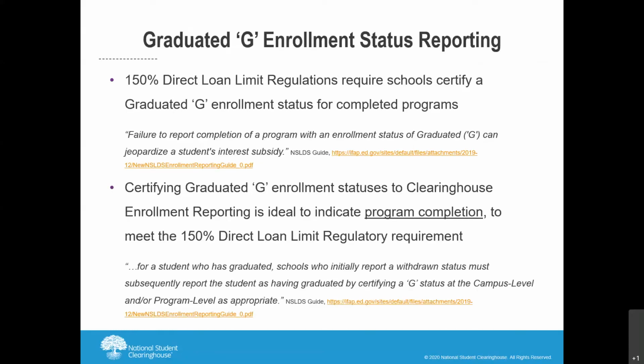So for graduated enrollment status reporting, the federal regulations, specifically the 150% direct loan limit regulations, do require that schools certify a graduated status for completed programs. This pertains to the portion of your population that attended your school or are alumni of your school in the last 5 years or so who have a direct subsidized loan. It will be impactful and critical to those students that if they complete their program, and it was a program you were reporting to Clearinghouse, you subsequently report a graduated status if the student has ceased enrollment in that program because they completed it.